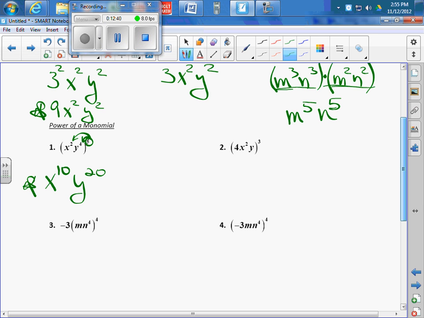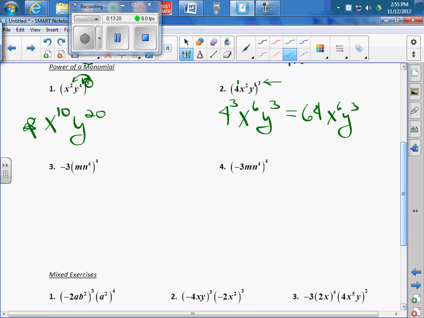Number 2. Remember that every number inside the parentheses has an exponent. It's 4 to the first power, y to the first power. The reason why it's important to remember that is because the exponent outside the parentheses gets multiplied times all of the exponents inside the parentheses. So it's not 4 times 3 is 12, it's 4 raised to the third power. X to the sixth, y to the third. Evaluate the 4 to the third power, you get 64. X to the sixth, y to the third, final answer.